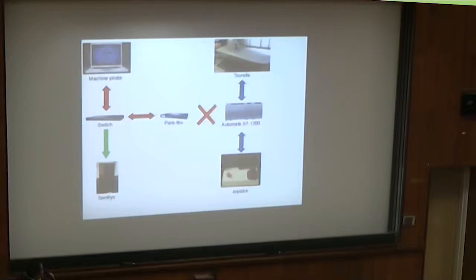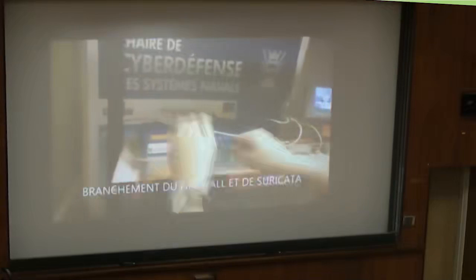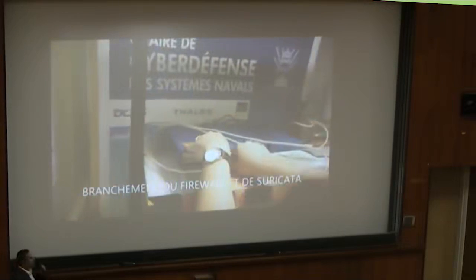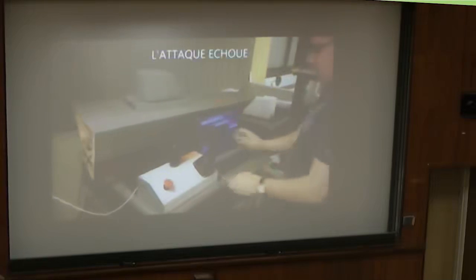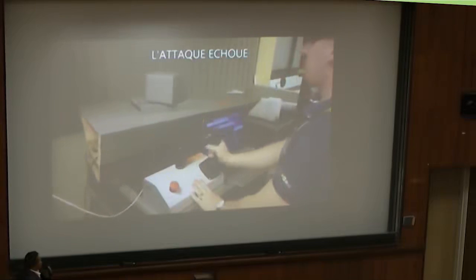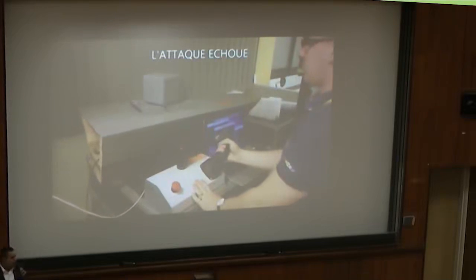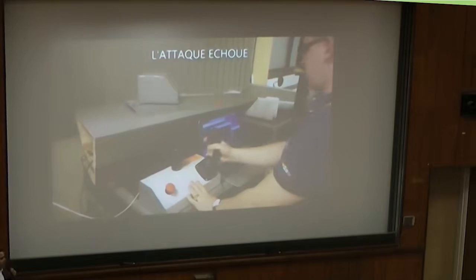So in the second phase, we put the firewall between the PLC and the other architecture, and we try to make the same attack, but here we have the firewall, which uses the information coming from the probe and blocks the attack.